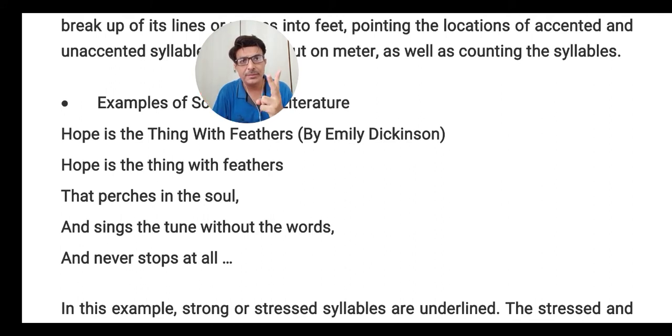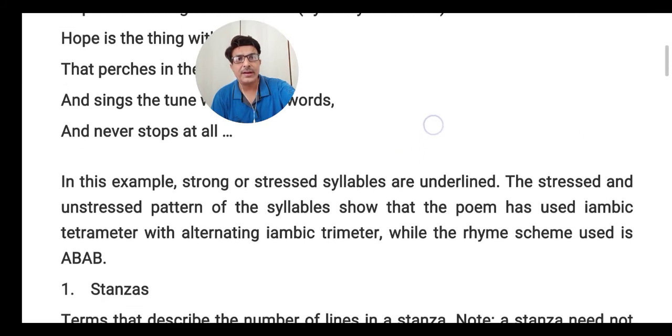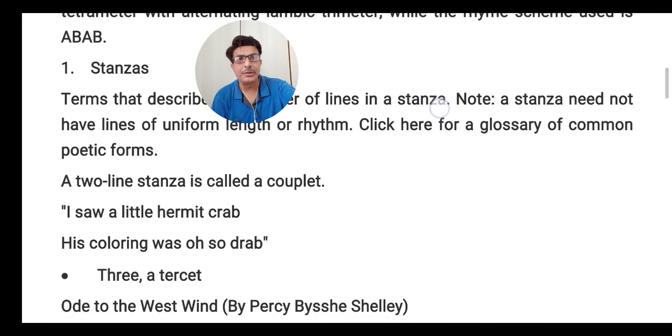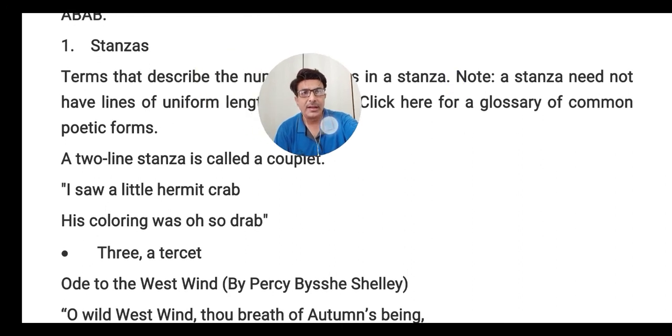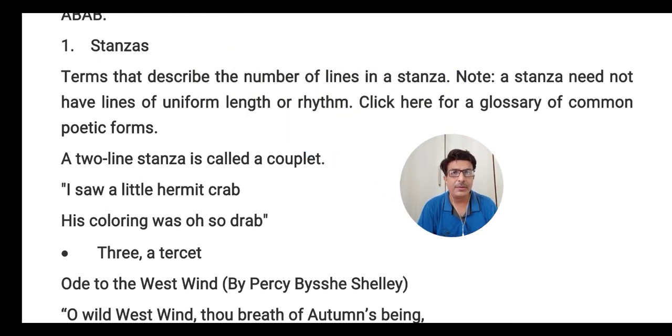Number three, you need to find out which meter is used by the poet. Number four, which kind of stanza is used by the poet. And number five, you need to see what the rhyming scheme of the poem is. So these five things are important for you to understand. First, we begin with the stanzas.